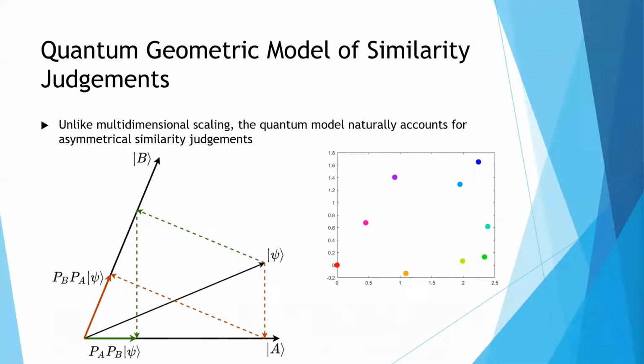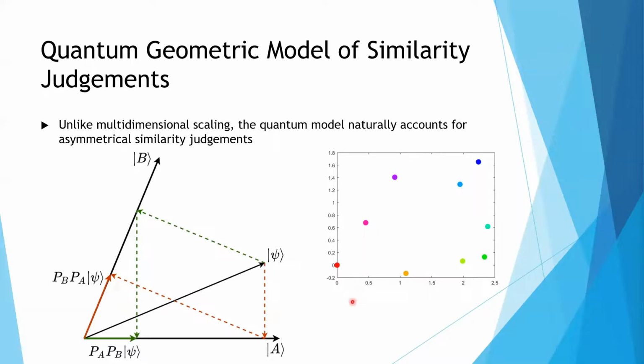So how is similarity computed according to this method? Well, we theorize that individuals start in some initial state, which is then projected. If you're judging the similarity of A to B, it's first projected onto the A subspace, and then projected onto the B subspace. And then this length right here is converted to similarity using some monotonic function, just like how distance is converted to similarity using an exponentially decaying function in multidimensional scaling.